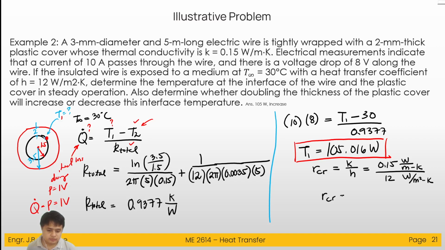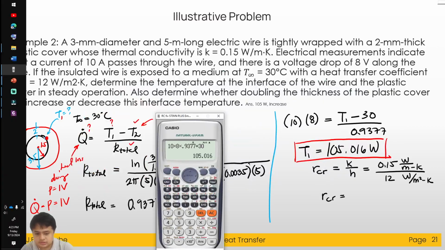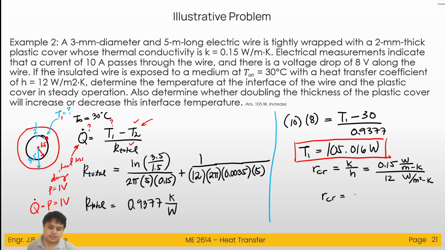So the critical radius here is 0.15 over 12. This is in meters, but if you convert this into millimeters, we just multiply by 1,000. You have 12.5 millimeters. So what does that mean? The radius that we have for the insulation is 3.5, which is less than 12.5, which means the heat transfer will increase. So your Q is still increasing.